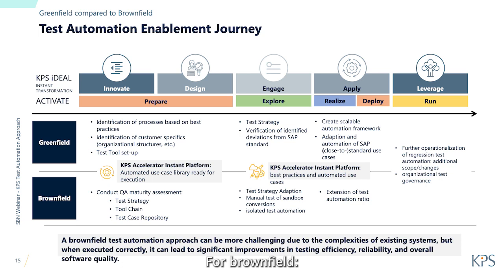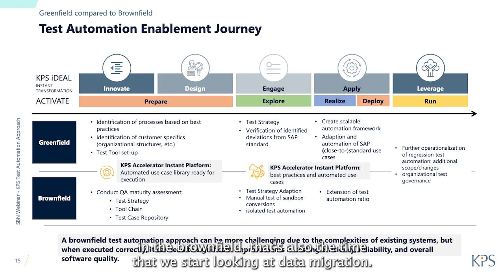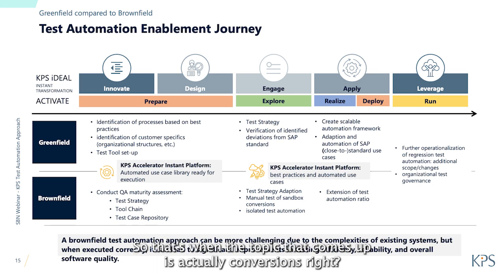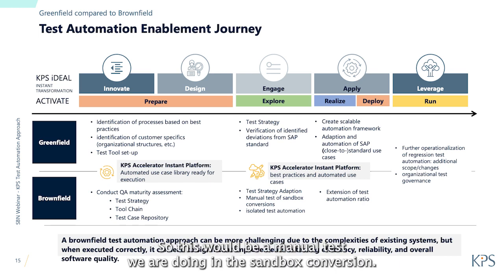For brownfield, we would also look at the test strategy and might adapt it. In the brownfield, that's also the time we start looking at data migration. So the topic that comes up is conversions, right? This is something we test manually at that point in time, because it would be the first time we're trying it out. So this would be a manual test we are doing in the sandbox conversion.